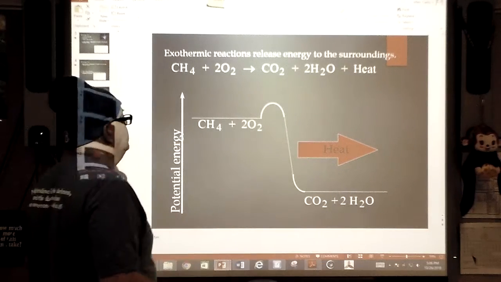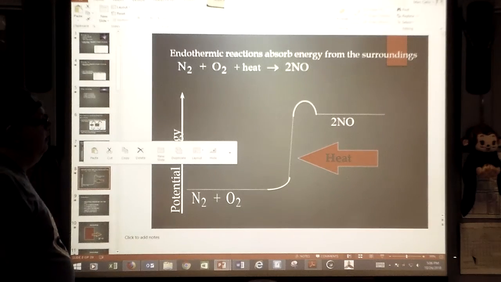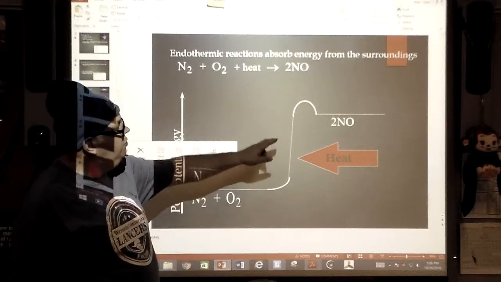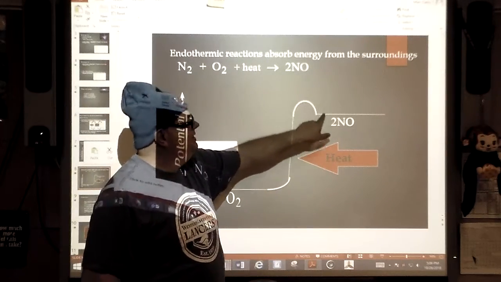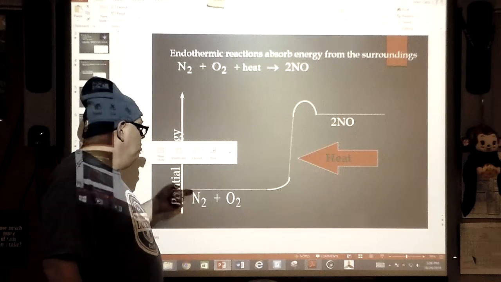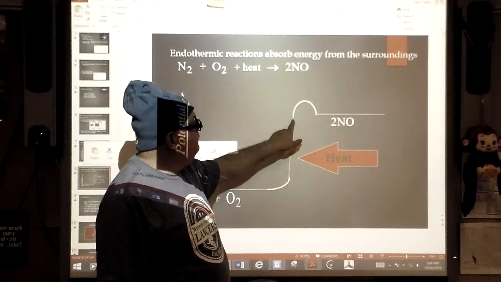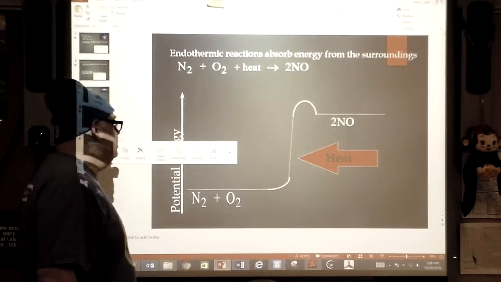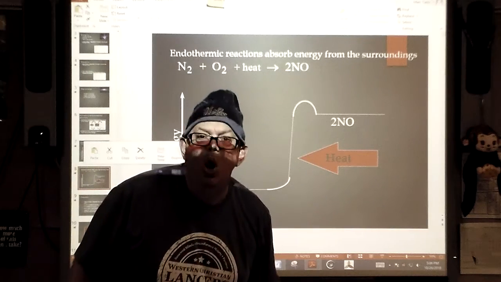Now, let's look on the other side of the coin, where we have N2 plus O2 and we get 2NO. Okay, again, we're dealing with this little hump there. Well, remember, we have to add energy into it in order to make it go, and then that final hump, that final bit of energy we need to take N2 plus O2, and we get new.